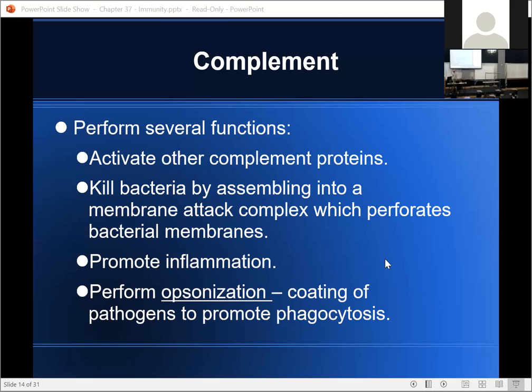So the way this was explained to me by my microbiology professor when I was an undergraduate many years ago was he said complement is like peanut butter. So you spread peanut butter on the pathogens, it makes them yummy for the phagocytes to come eat them. If it helps you to think of it that way, it's kind of true. It's kind of like complement makes the pathogens yummy. And that's called opsonization.